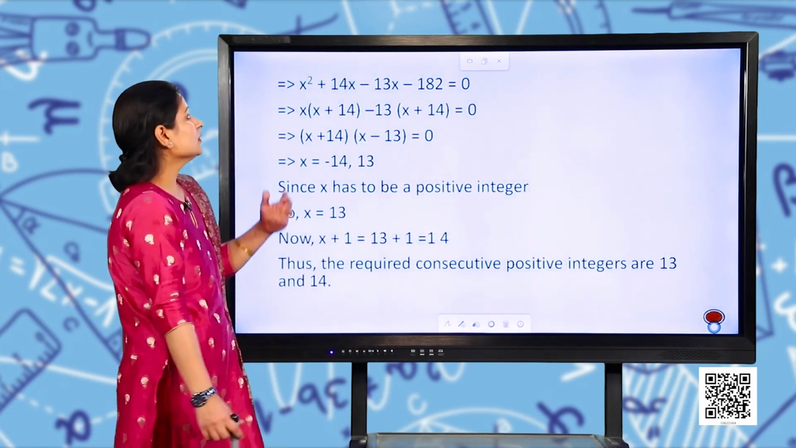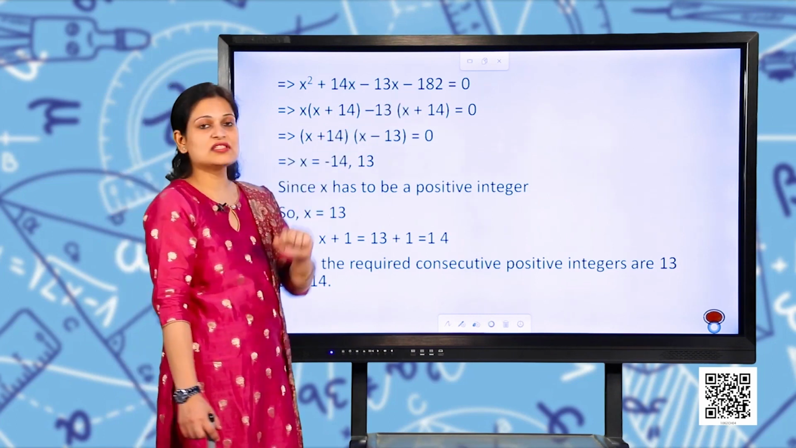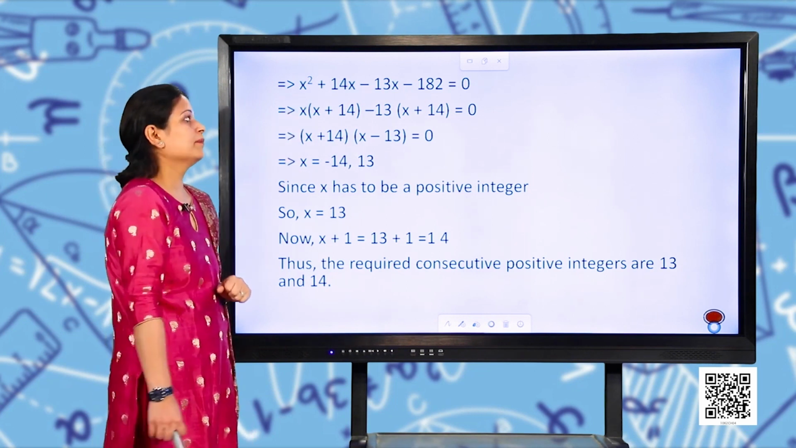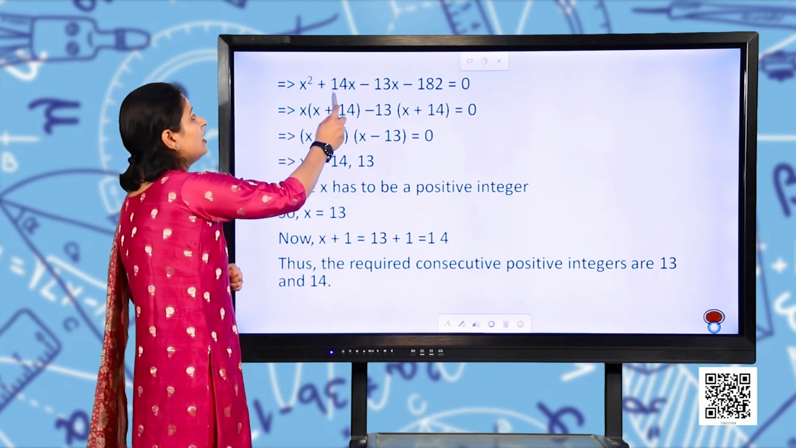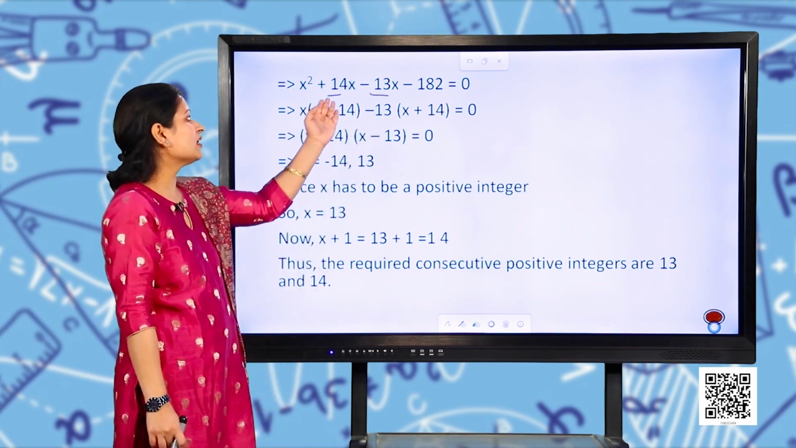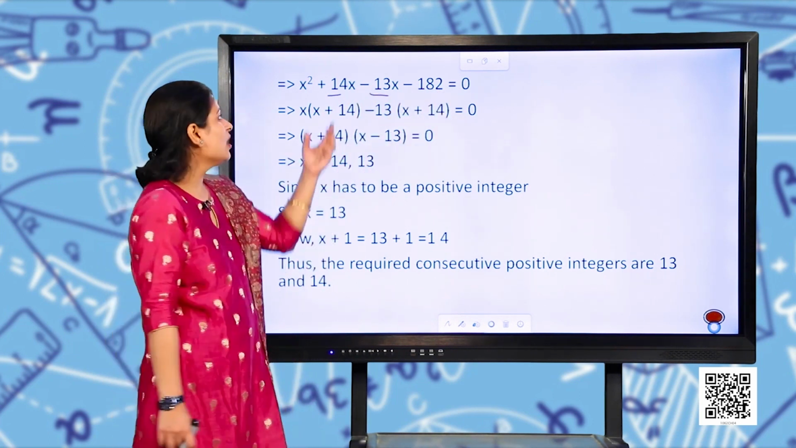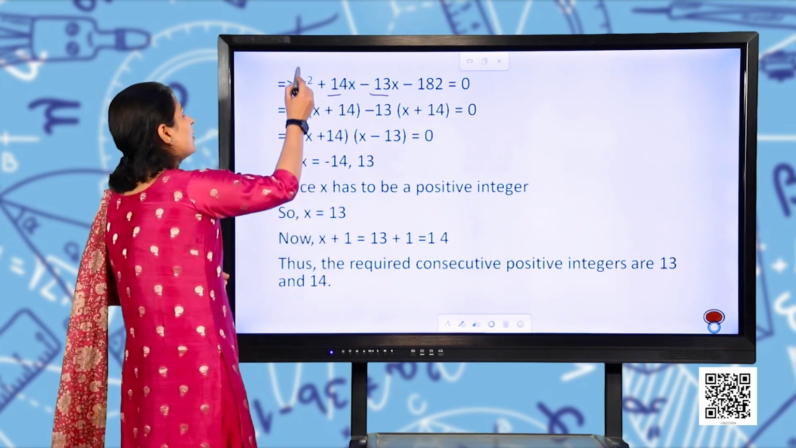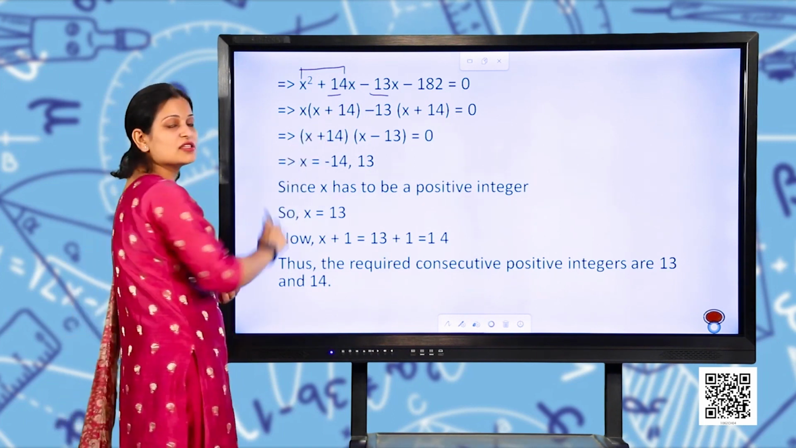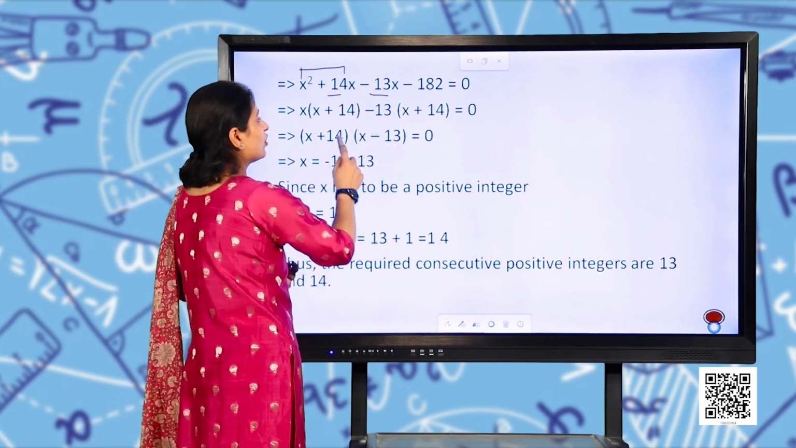Now, we need to consider again two numbers whose product is minus 182 and whose sum is 1. So, 14 and minus 13 are the two numbers. When we multiply them, we will get minus 182, and when we add them, we will get 1, the coefficient of x. Now, you can take out x as common from here. So, x into x plus 14, minus 13, you can take out common, you will get x plus 14.